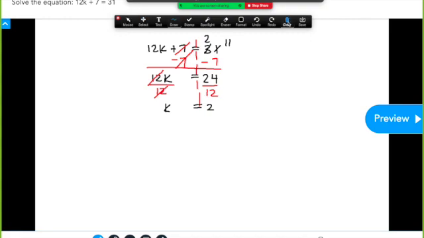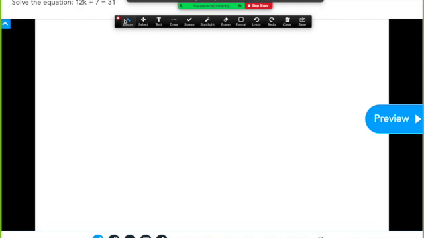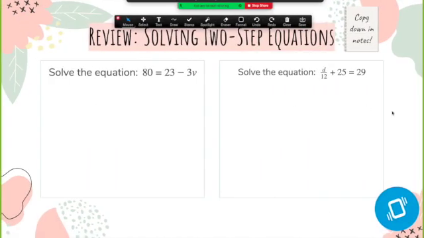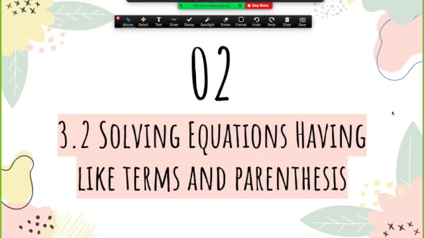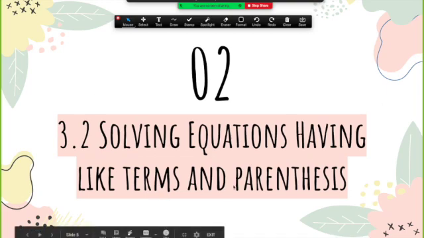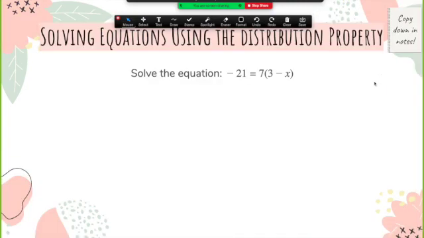Alright, so since we've covered a bit of review, let's start off with the new content for today. So the new content for today is 3.2, solving equations having like terms and parentheses. So let's say that it's a little bit more complicated, where we're asked to solve the equation negative 21 equaling 7 times 3 minus x.